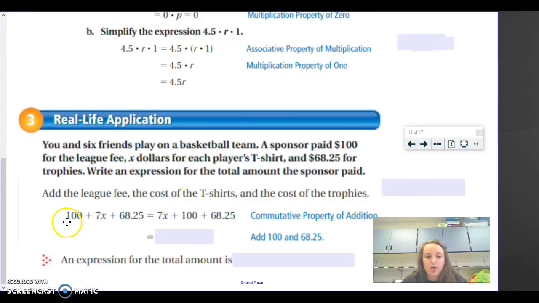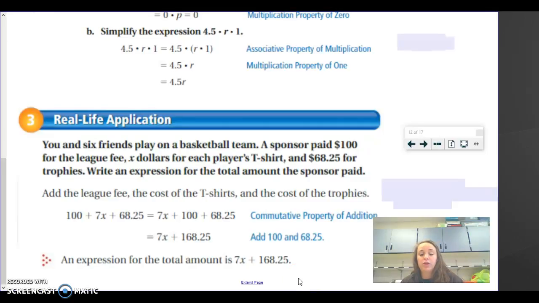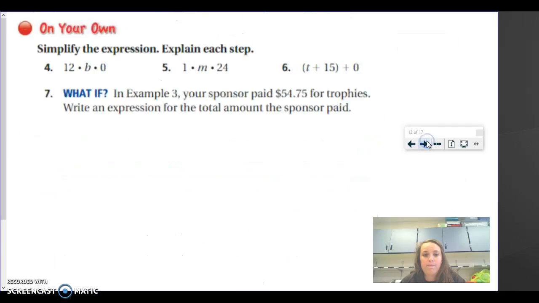Now I can use the commutative property to put the $100 next to the $68.25 because I can actually add those first. So the expression for the total amount is going to be 7x plus $168.25. I don't know how much each player's t-shirt is, so that's as far as I can simplify it.